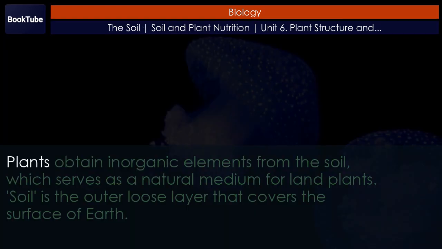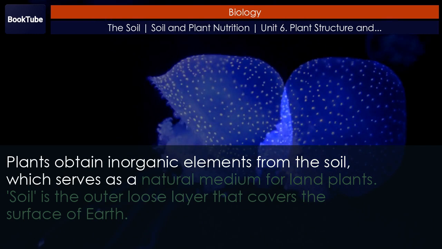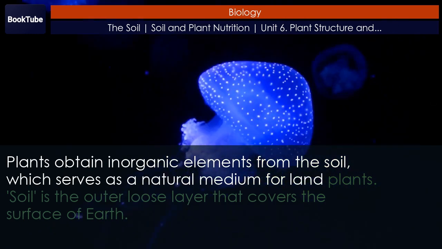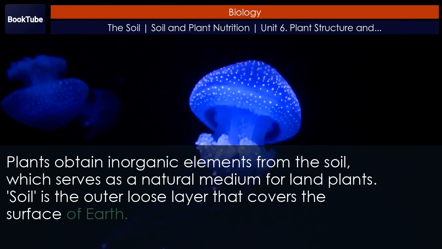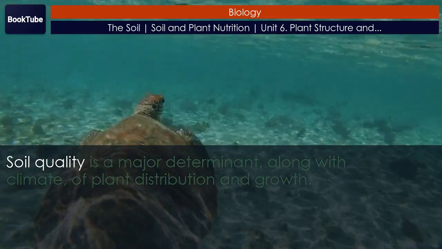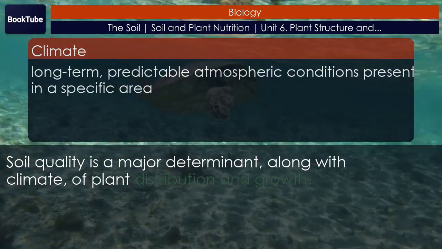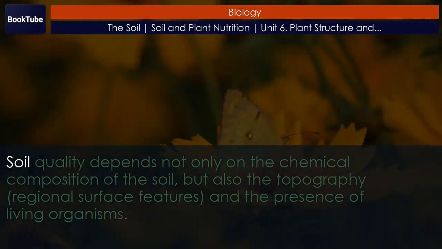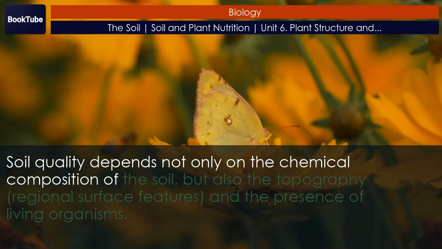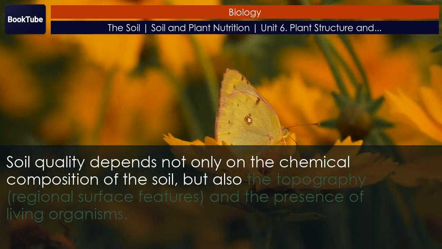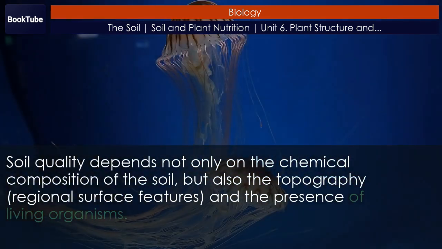The soil. Plants obtain inorganic elements from the soil, which serves as a natural medium for land plants. Soil is the outer loose layer that covers the surface of Earth. Soil quality is a major determinant, along with climate, of plant distribution and growth. Soil quality depends not only on the chemical composition of the soil, but also the topography, regional surface features, and the presence of living organisms.